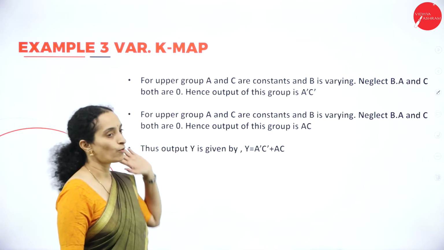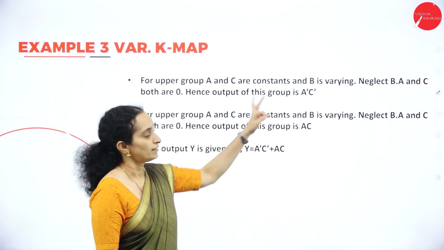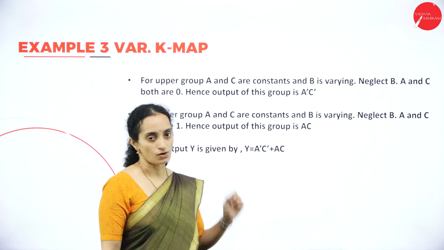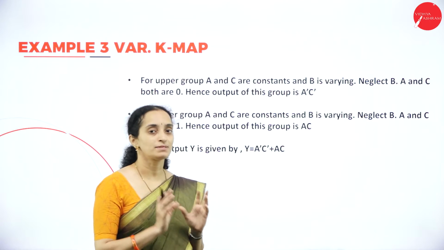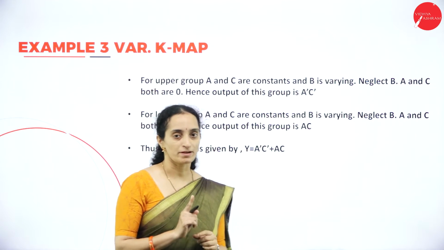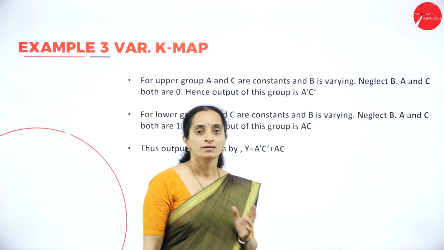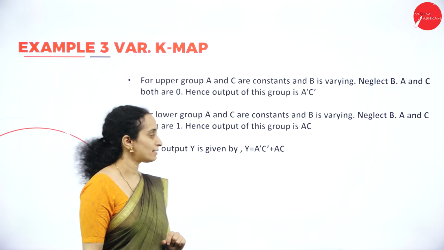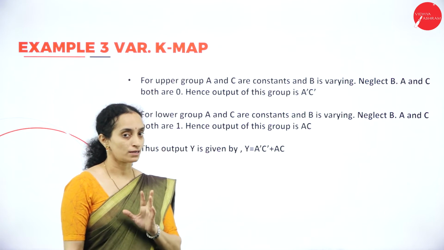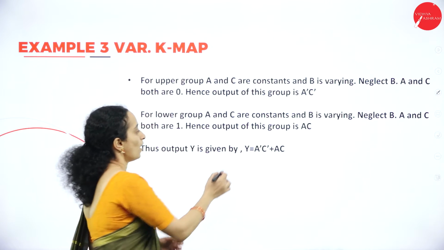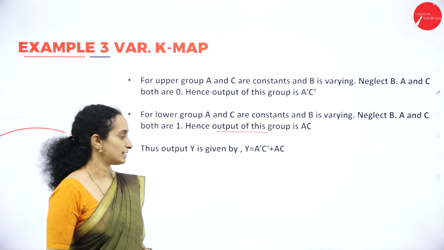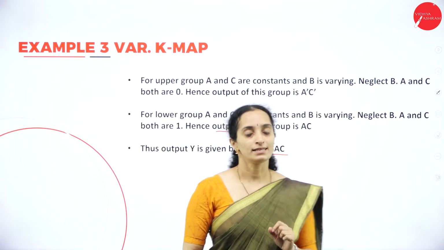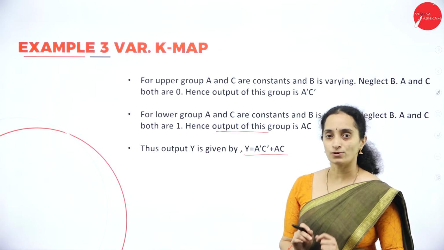A and C both are 0, so it will be A dash C dash. For the lower group, A and C are constant and B is varying. That means there are complement and non-complement forms of B. Therefore, neglect or cancel the variable B. Again, what remains are the A and C variables, both are 1 or in non-complement form. Hence, the output of this group is AC. The simplified expression will be Y equals A dash into C dash plus A into C.